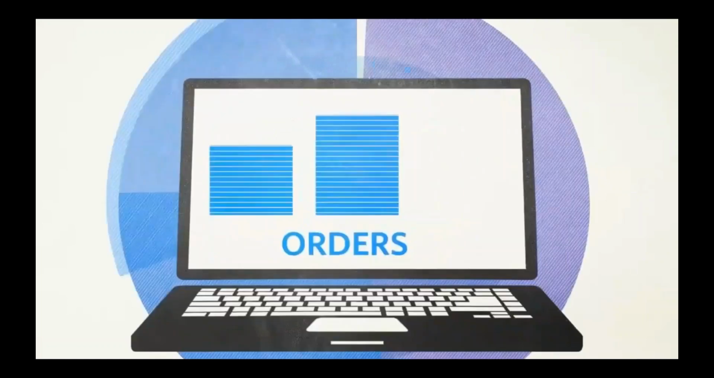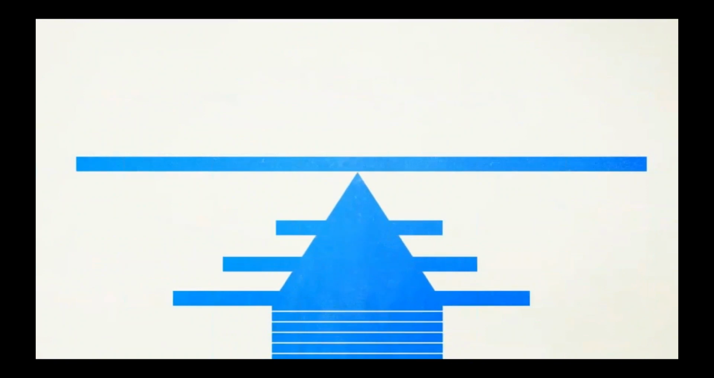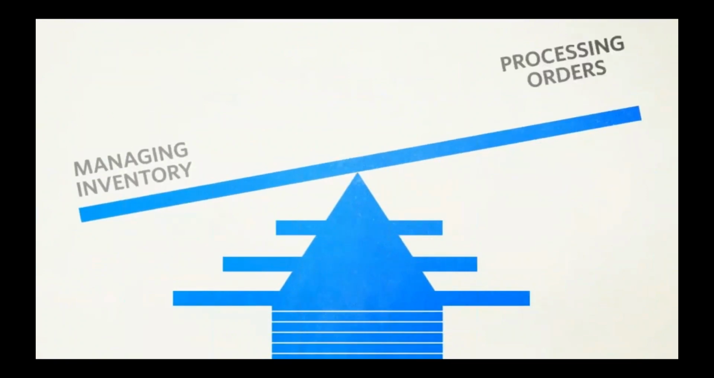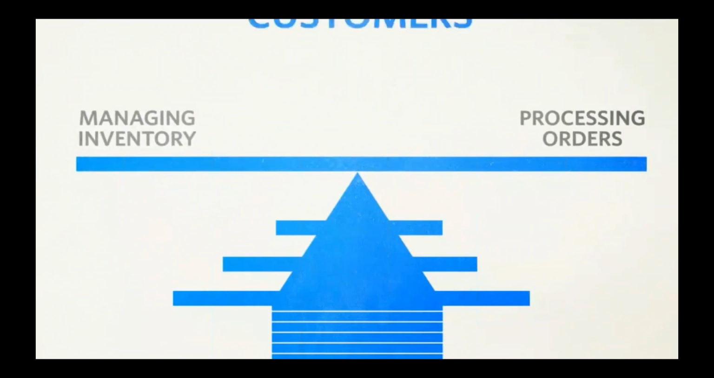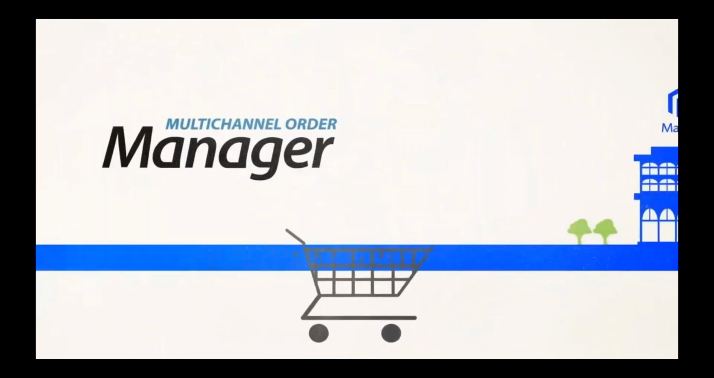Your online business is growing. That's a good thing. But as orders increase, so do the bottlenecks in business processes. To keep growing, you need to do a better job at managing inventory, processing and fulfilling orders, and keeping customers happy, all while expanding into new channels. That's where M.O.M comes in.